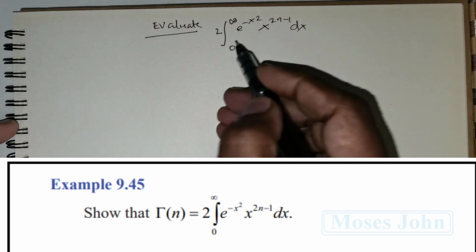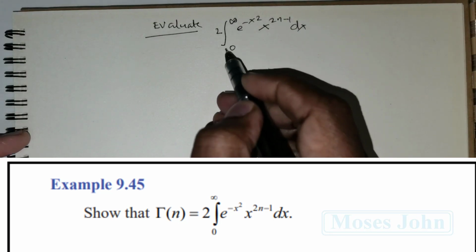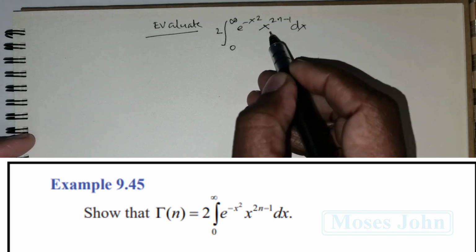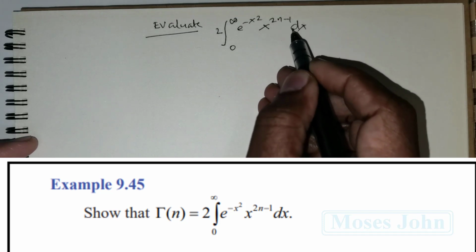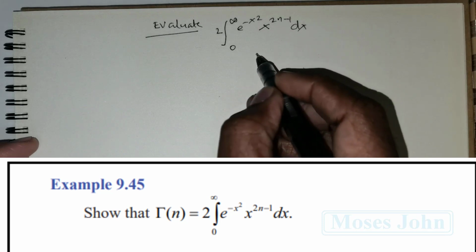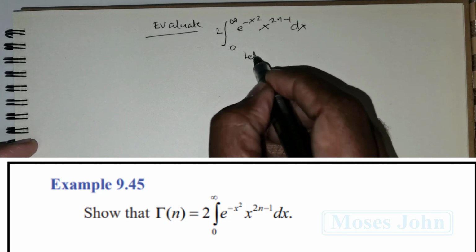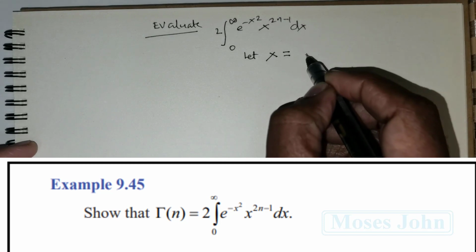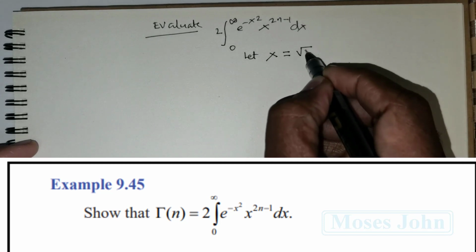Students, we are given this question to evaluate 2 times the integral from 0 to infinity of e raised to the power negative x squared times x raised to the power 2n minus 1 times dx. So foremost, I'm going to make the substitution that x is equal to the square root of t.